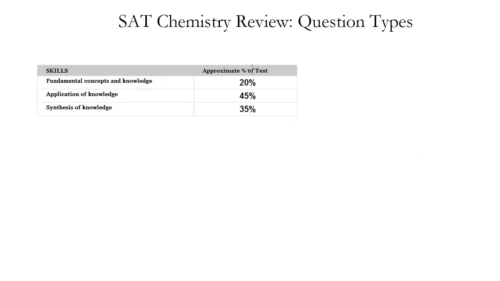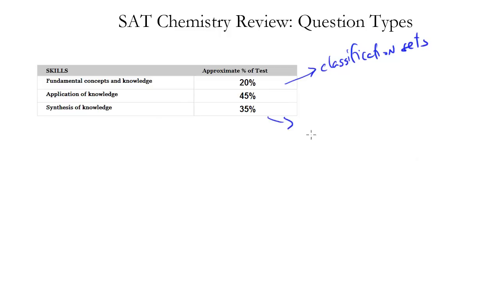So as you can see here, about 20% of the test are these fundamental concepts and knowledge. Another 45% is application of knowledge, and 35% is the synthesis of knowledge. And it doesn't map on perfectly, but the way I like to think of it is these questions right here, the fundamental concepts and knowledge, this is going to be your classification questions, your classification sets. These are the questions where you're given 5 choices and a few questions. You have to match the choice to particular questions. So it's kind of like a matching question.